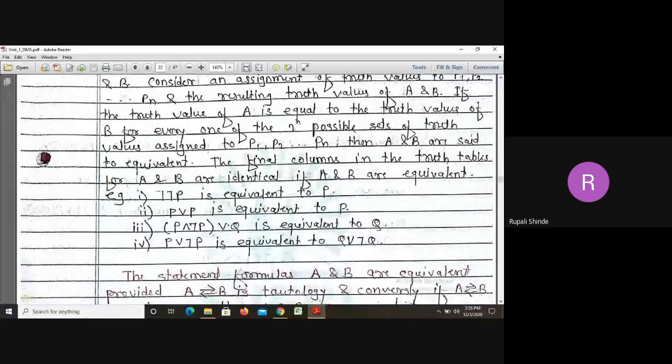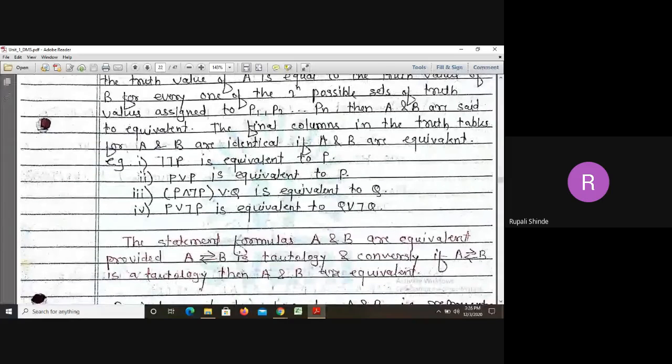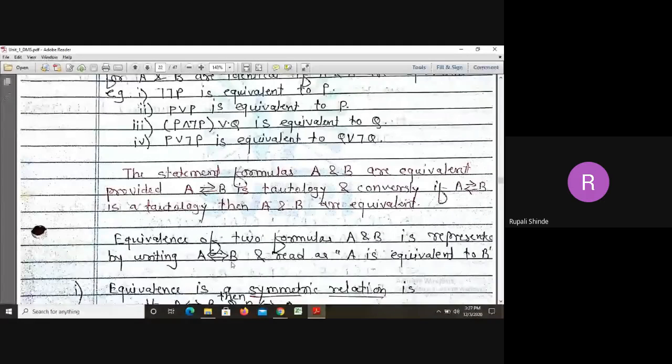So what is the definition for this equivalence? Statement formulas A and B are equivalent provided that A biconditional B is a tautology. So this is the condition for equivalence. If A and B are the two formulas, then we can say that A is equivalent to B if and only if A biconditional B is a tautology. So how can we write this equivalence? This is the symbol for equivalence, and we read it as A is equivalent to B.